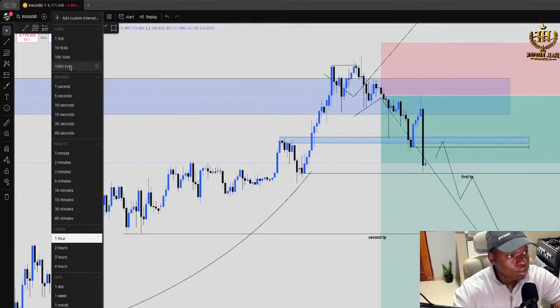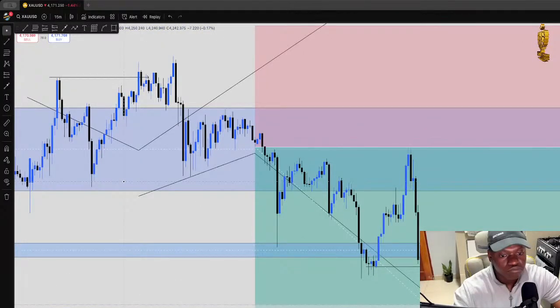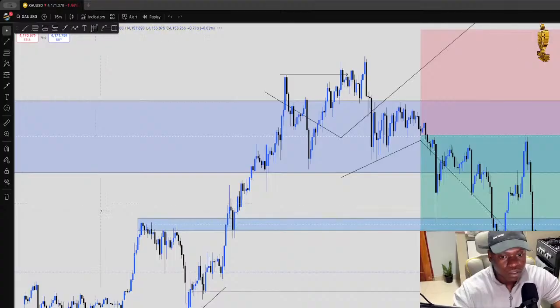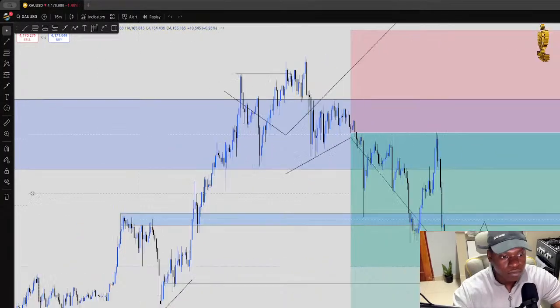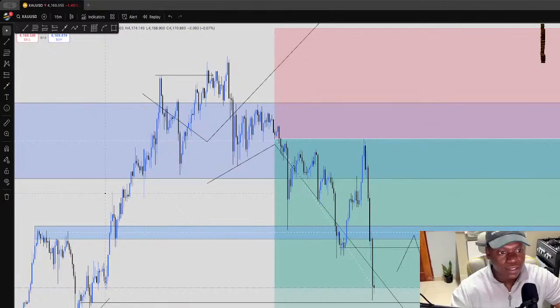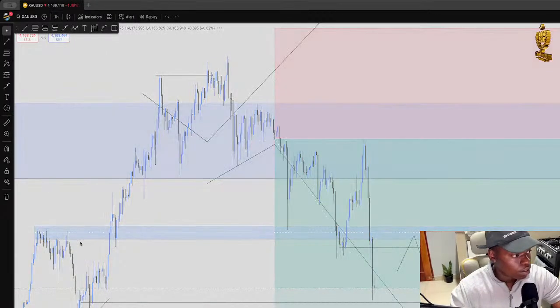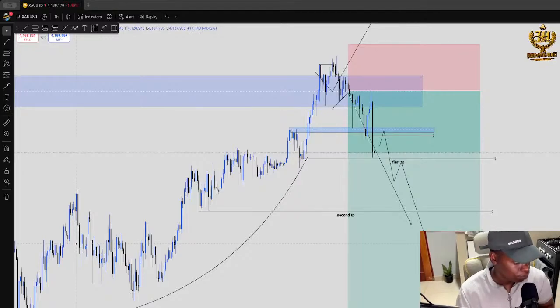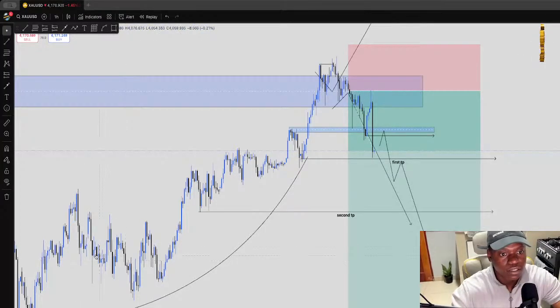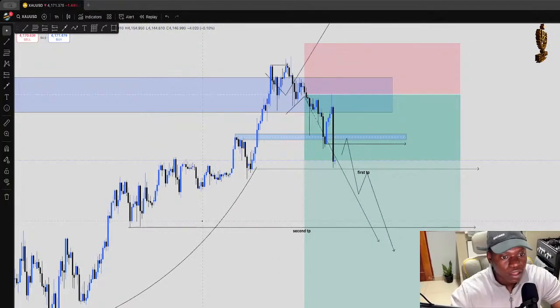Let's see the 15 minutes. That's a nice drop on a 15 minutes time frame. Let's see how that candlestick will behave.